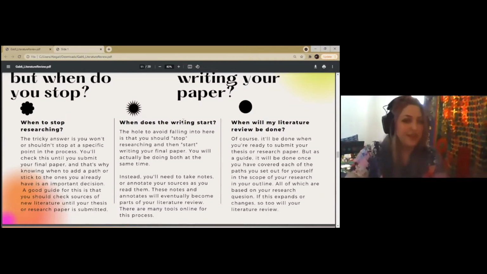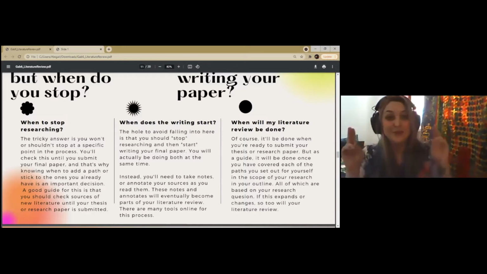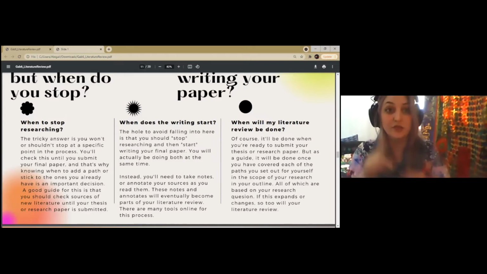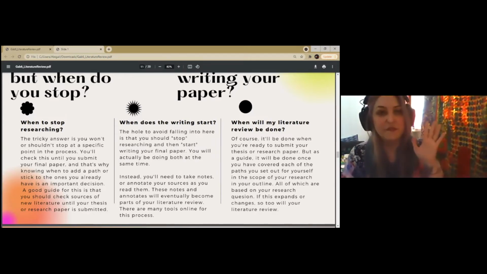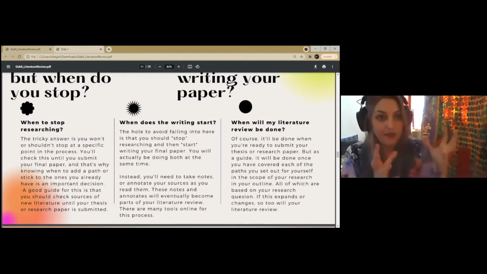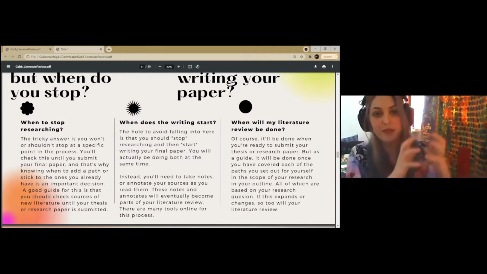Secondly, when does the writing start? Well, the hole to avoid falling into is that you should not stop researching, quote unquote, and then start writing your final paper. You're actually going to be doing it at the same time, which sounds tremendously overwhelming. But that's why I emphasize picking a few of these paths first when you pull apart your research question, so that you can keep it in a manageable state.